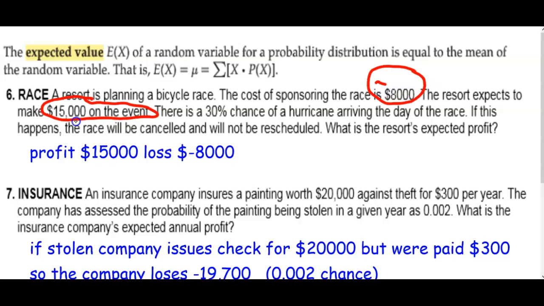So they could make $15,000 as long as the race goes on, which is 70% chance. Or they could lose $8,000 if the race is canceled, which is 30% of the time.